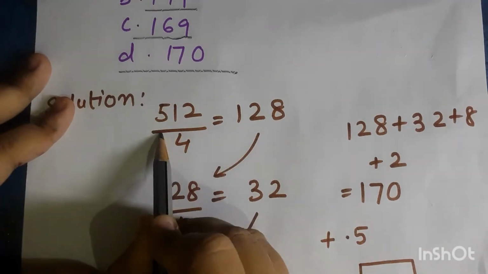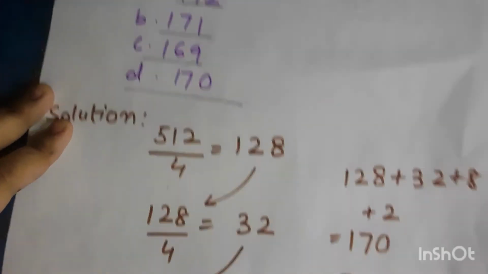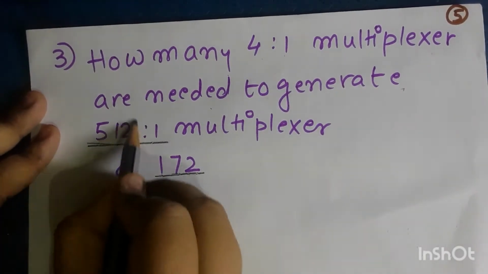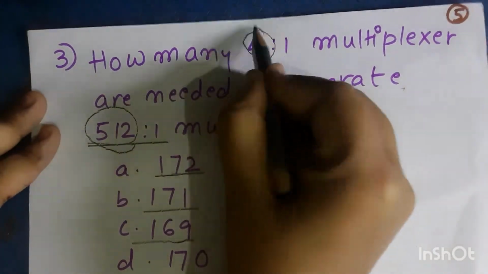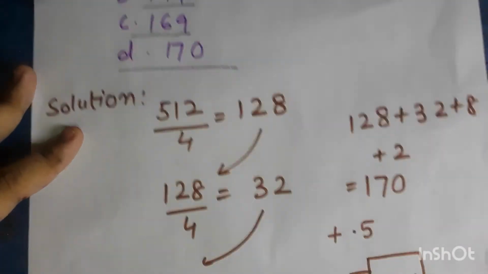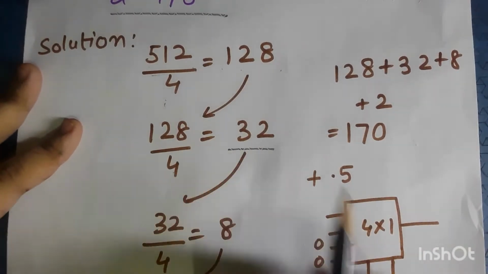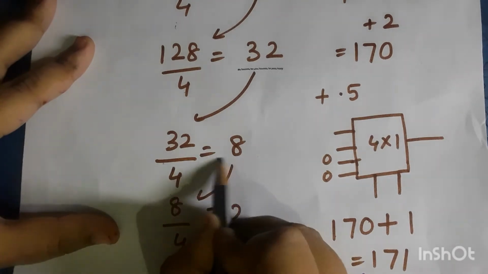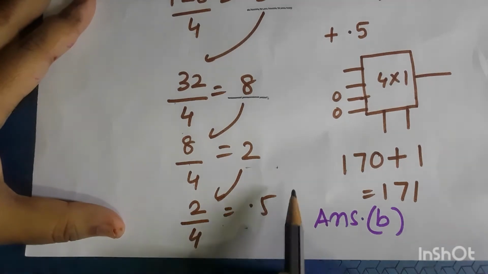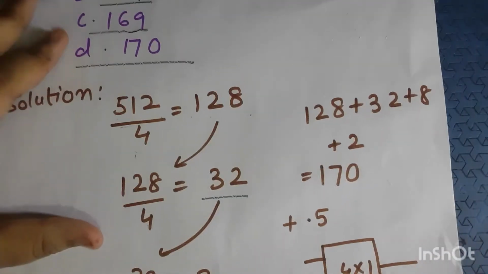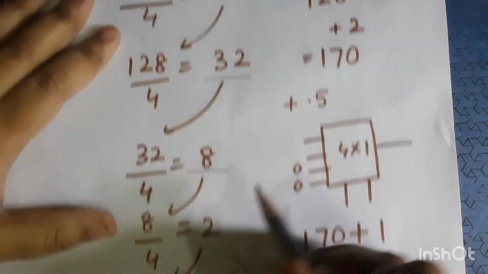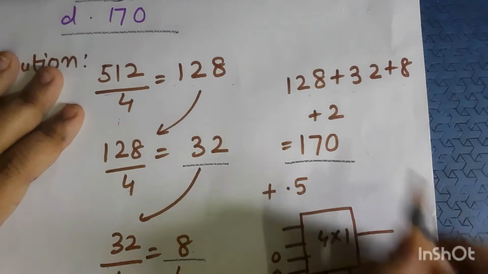Solution: 512 divided by 4, because we need to make a 512:1 multiplexer. This is the required one, and the available one is 4:1. So 512 divided by 4 is 128. 128 divided by 4 is 32. 32 divided by 4 is 8. 8 divided by 4 is 2, and 2 by 4 is actually 0.5. We will see this afterward. So 128 plus 32 plus 8 plus 2 is actually 170.